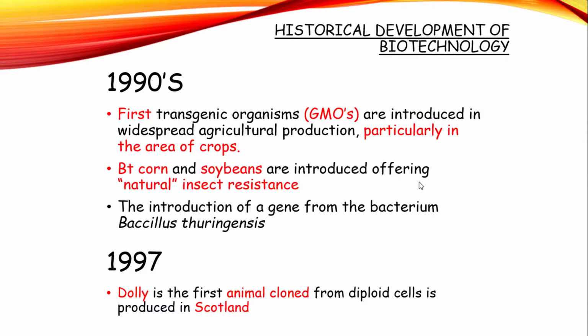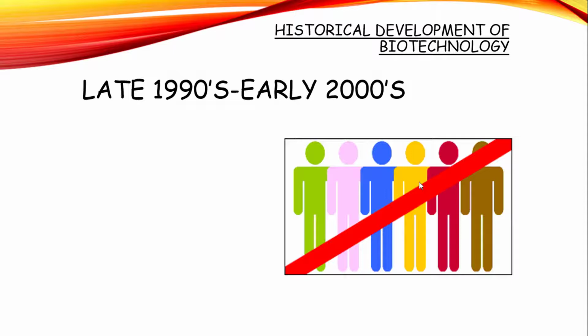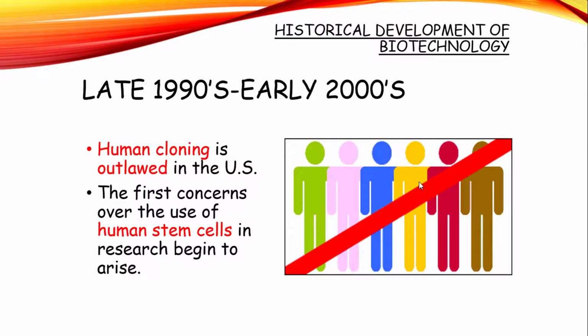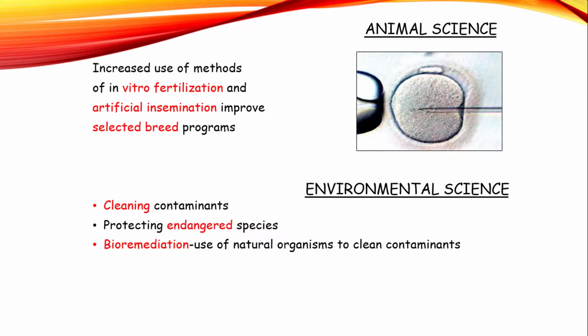In 1997, Dolly, the first animal cloned from diploid cells, is produced in Scotland. In the late 1990s and early 2000s, human cloning is outlawed in the US. The first concern over the use of human stem cells in research began to arise. In animal science, selective breeding can be improved by using methods such as in vitro fertilization or artificial insemination.